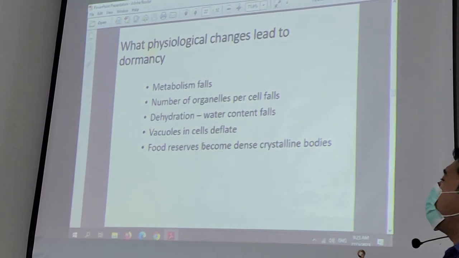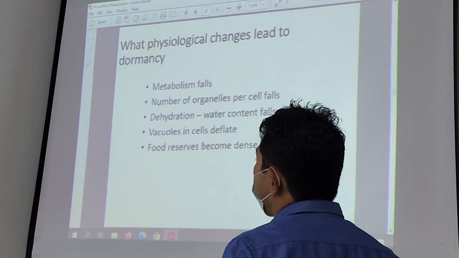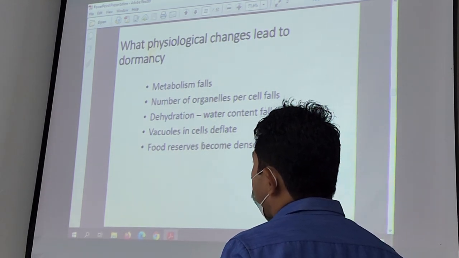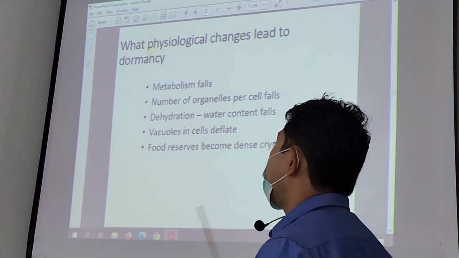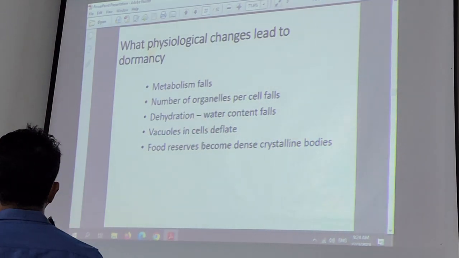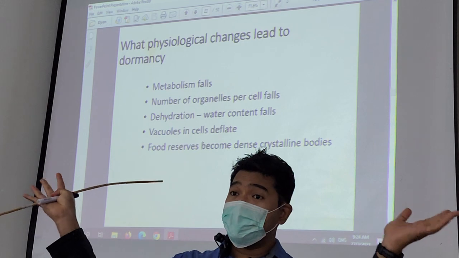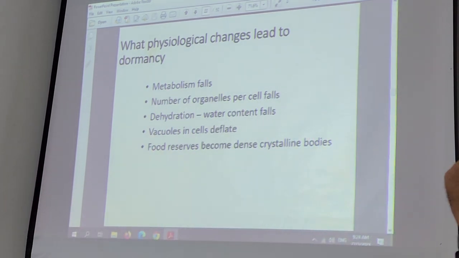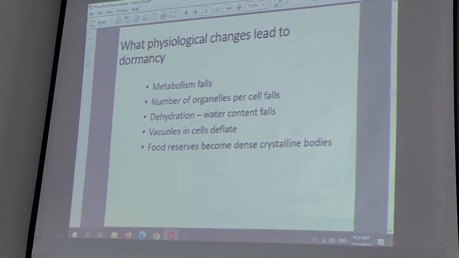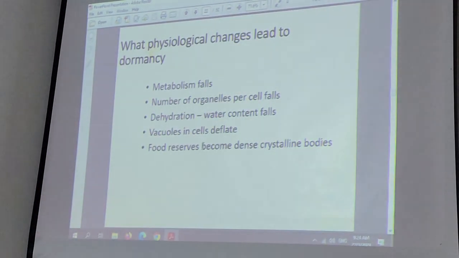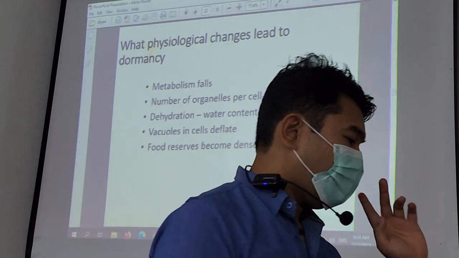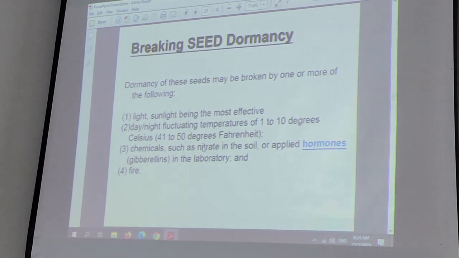Why dormancy is needed? What happens during dormancy? Physiological events: metabolism comes down, number of organelles falls. What else? Reduced water content, the vacuoles become shrinking. What else? Food reserve become hardened. You know, the endosperm, the cotyledon, in the dormancy period, they are actually hard, they're not soft. That's why the seeds can become dormant.